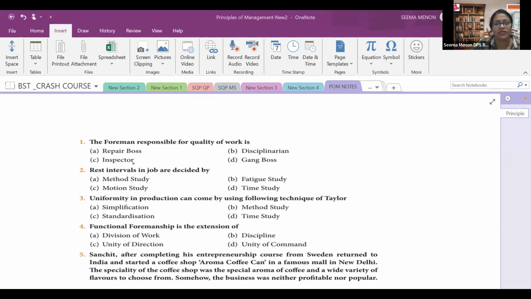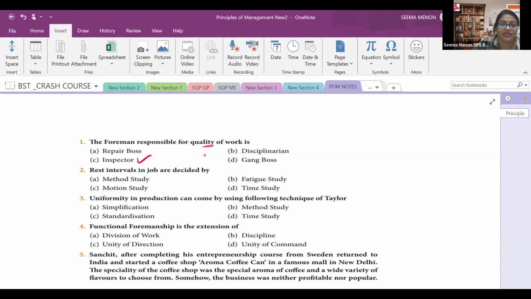Let's discuss these MCQ questions. The foreman responsible for quality of the work, what do we call them? Repair boss is related to repairing, disciplinarian will maintain discipline, gang boss will get ready with the equipment. So who will be responsible for quality? That means one who inspects. So the answer will be inspector. If you want to understand, you cannot do guesswork. Proper understanding of the concept is very important.